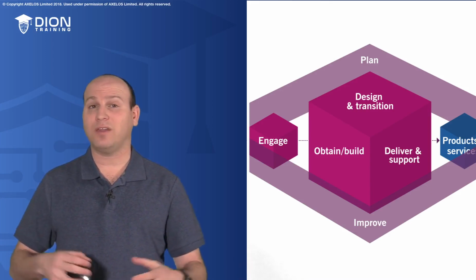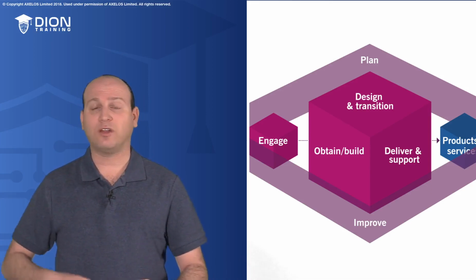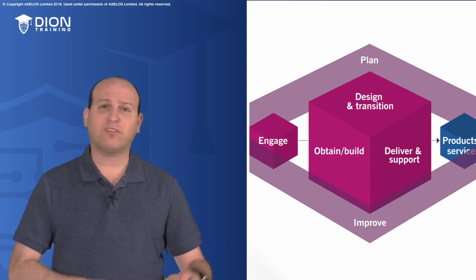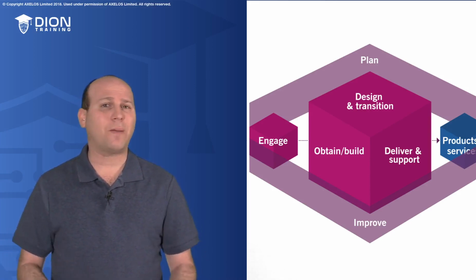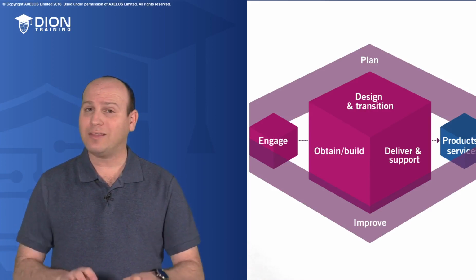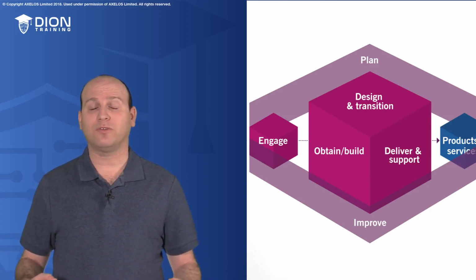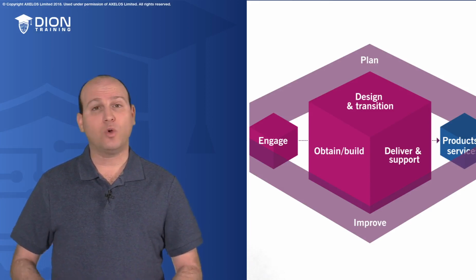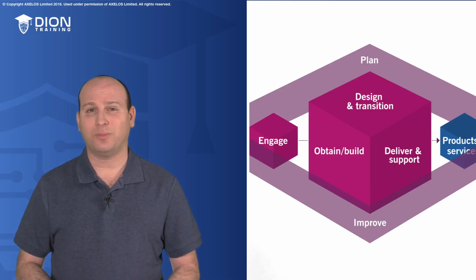Now, as we design the next video, that would go back to design and transition. As we're trying to film and edit that next video, that's obtain and build. But once we have it ready and you're ready to consume it, that becomes deliver and support. And the same thing works inside our IT services. If I'm building a new email server, that's obtain and build. Once it's out and you're using that email server, we're now in deliver and support.